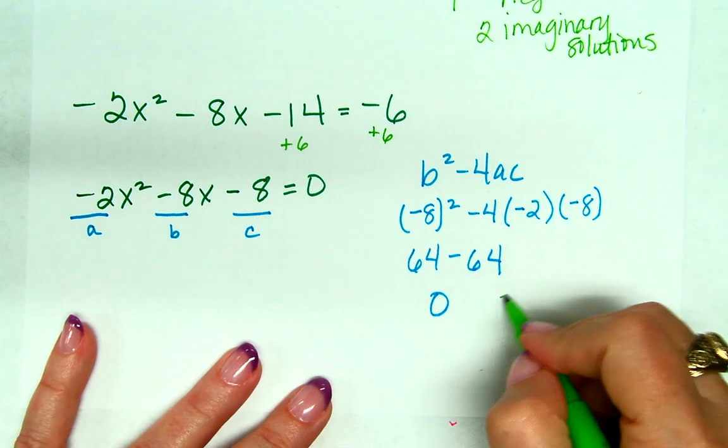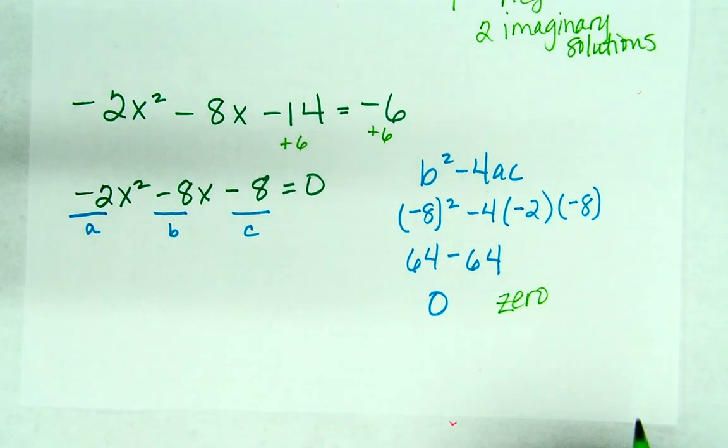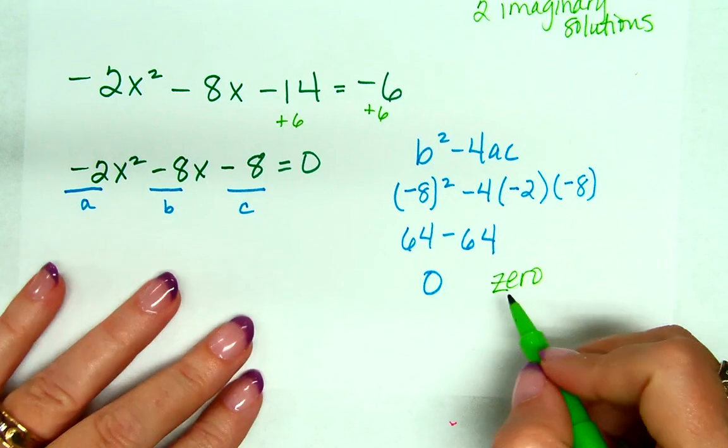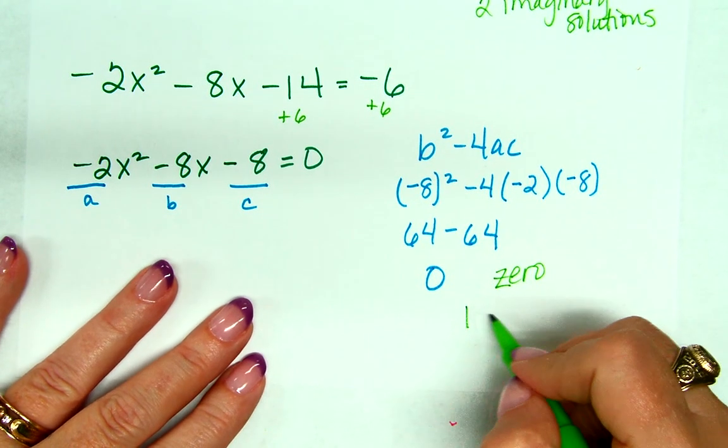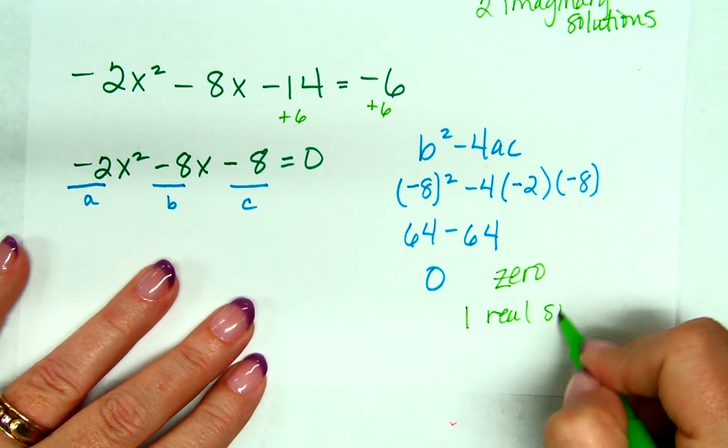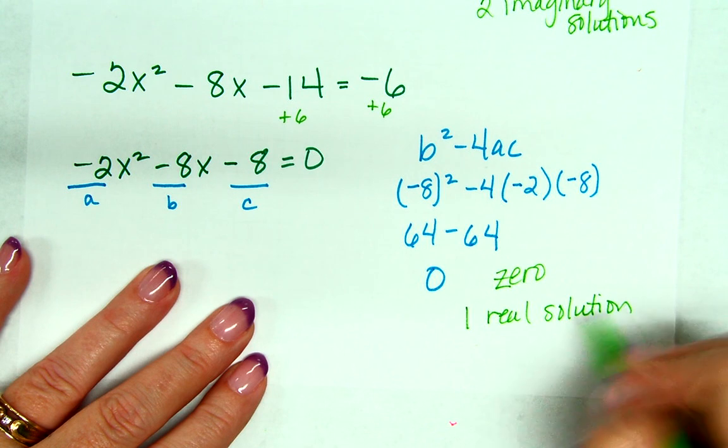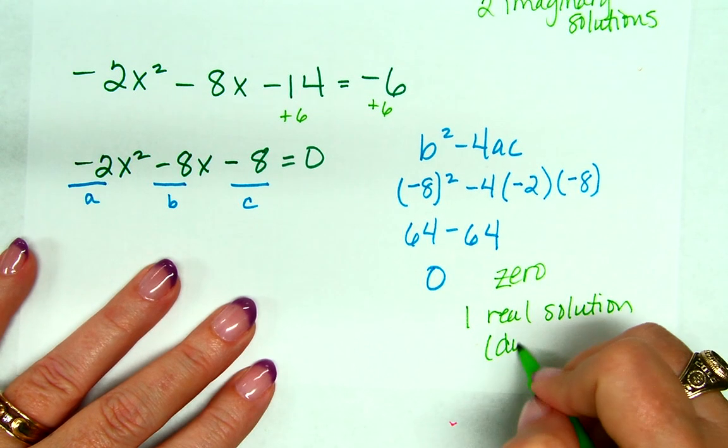One real and one imaginary. We're going to talk about that in just a second. Same. It's just the same. 0 means what? It's just one real solution. And what else do I write? Double root.